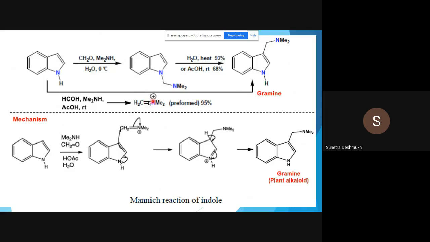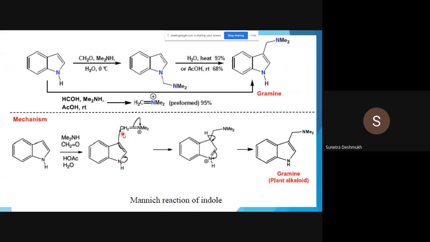Iminium cation acts as an electrophile. You know very well, in the Mannich reaction we have learned it already. And this is the iminium cation. How does the reaction proceed, what is the mechanism? Then the elimination of a proton, and it retains its aromaticity. So in this way we can synthesize this gramine, a plant alkaloid.